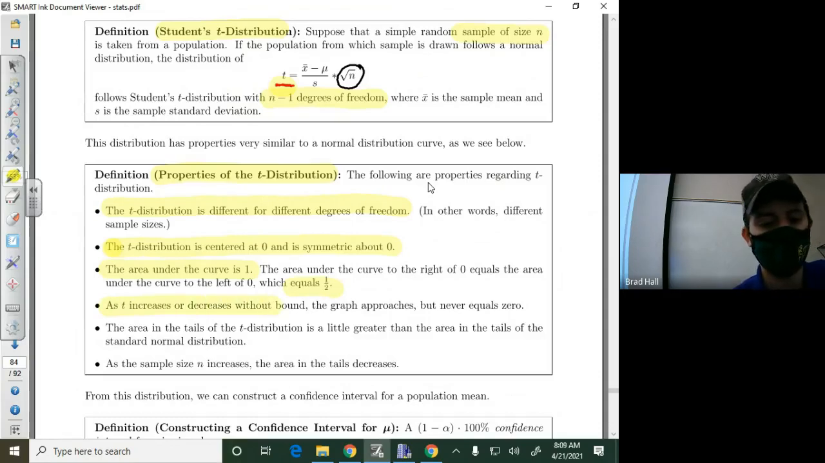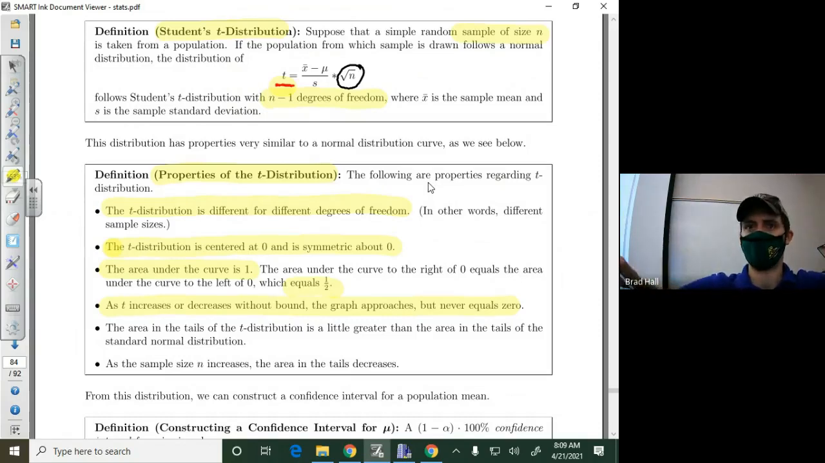As T increases or decreases, the graph approaches but never equals 0. So basically the tails level off at the axes. So all of this should be very familiar except for the degrees of freedom thing. That one's new here.